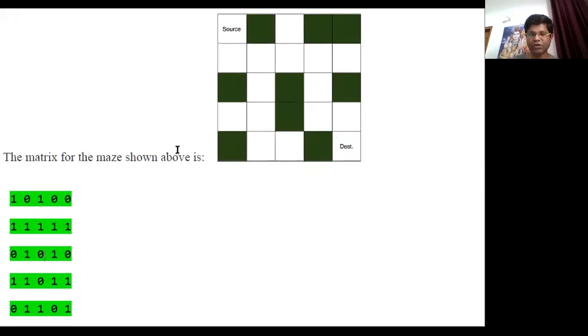Third cell is blocked, denoted by 0. The fourth cell is one where movement is allowed, so it is denoted by 1 here. Then the last cell is blocked, again denoted by 0, shown in the third row of the matrix.